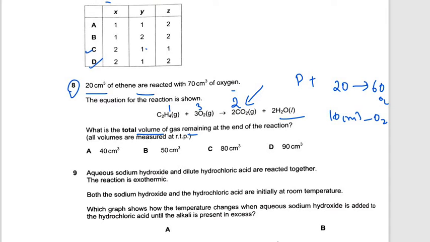Now how much CO2 will be produced? 20 multiplied by 2, it means 40 centimeter cube. So this is your total formed, so option number B is the correct option. Now question number 9.